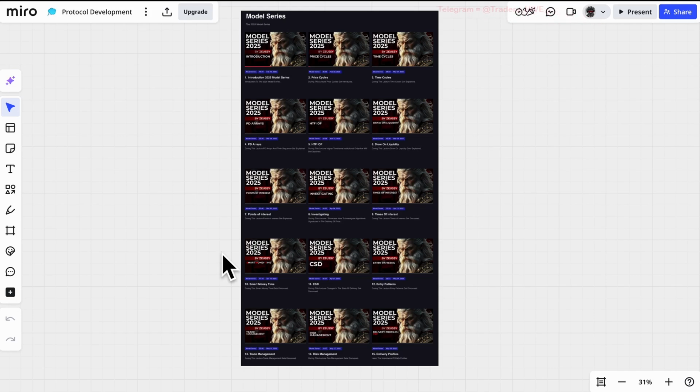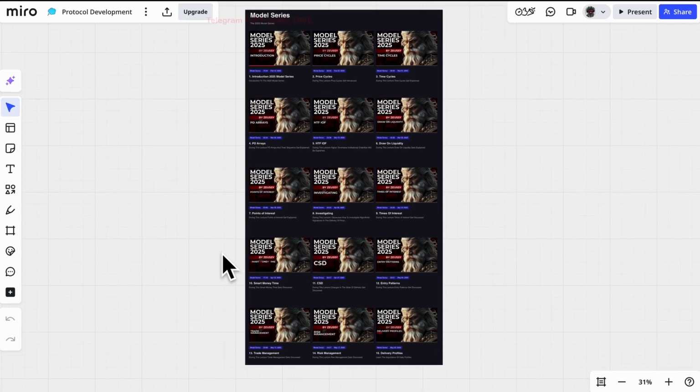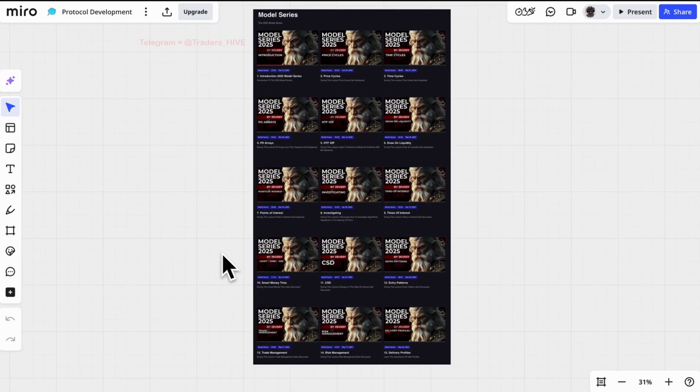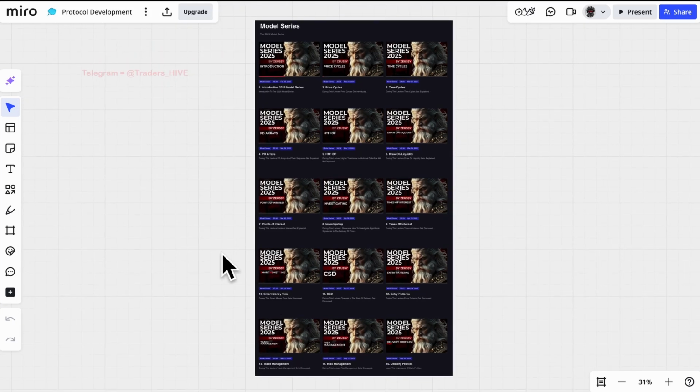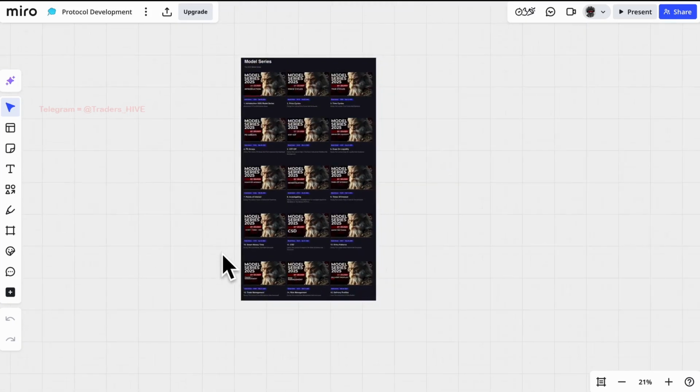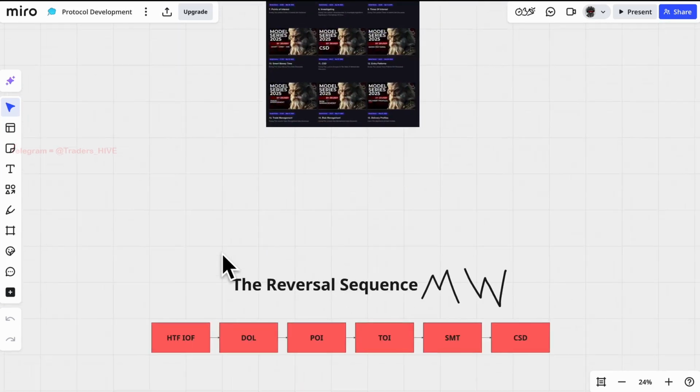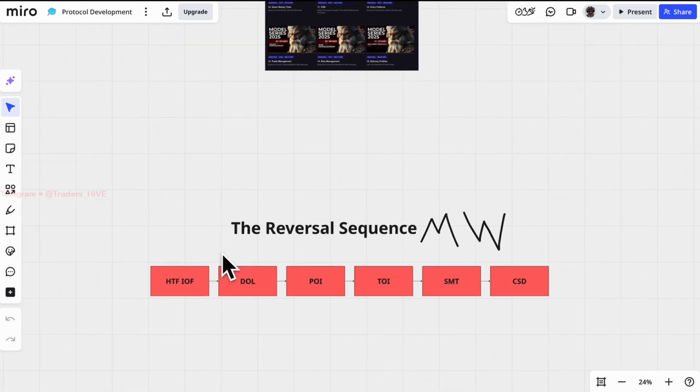Now, when you go to Miro.com, you can just create an account for free and log in with your email. Once you have created your account with Miro, you can go to a flowchart and open up a new board. Now, when we pay attention to a new board, you can see that I've outlined right here the reversal sequence.